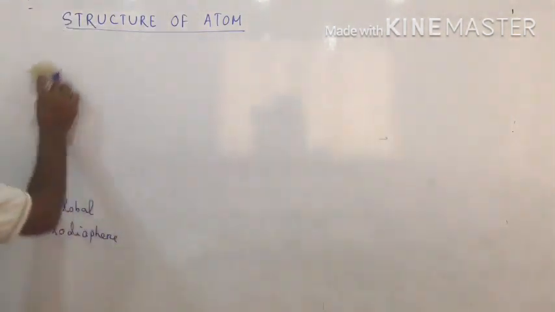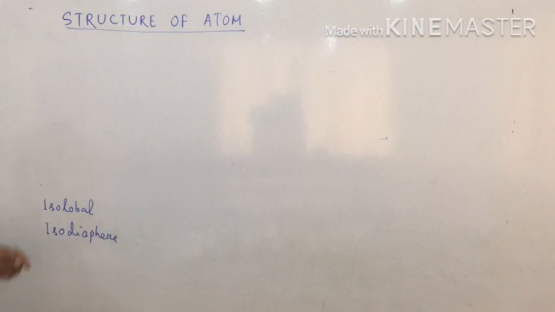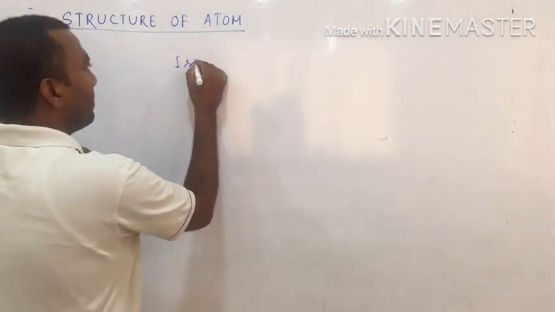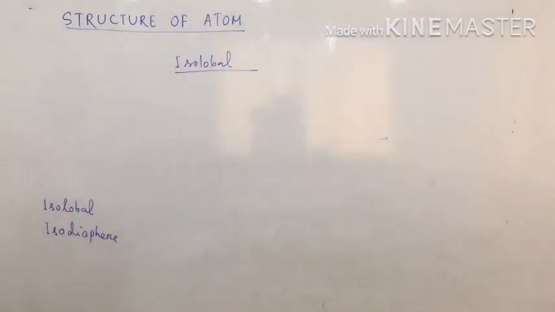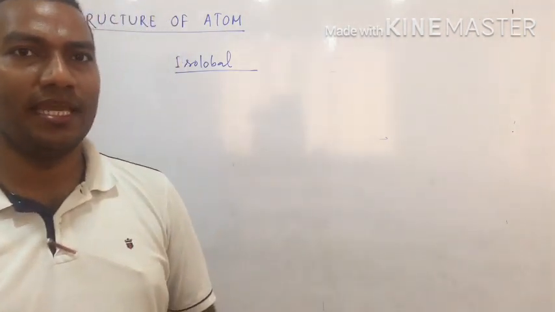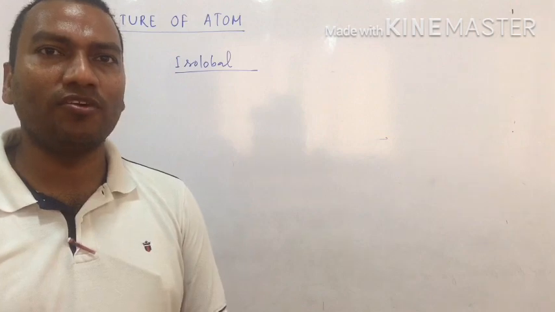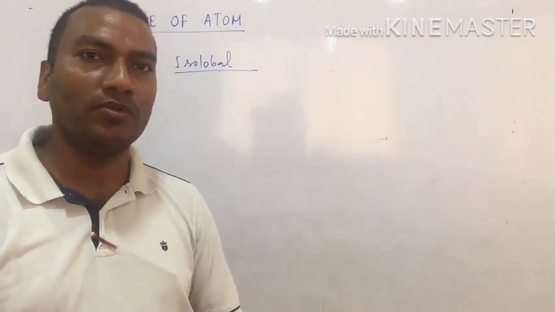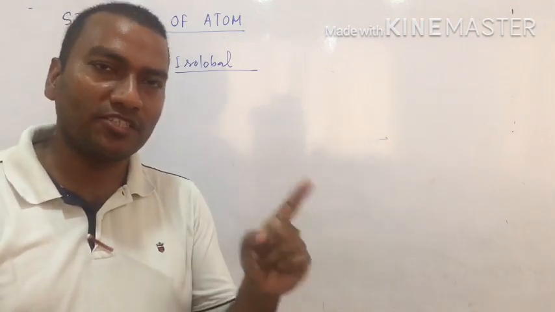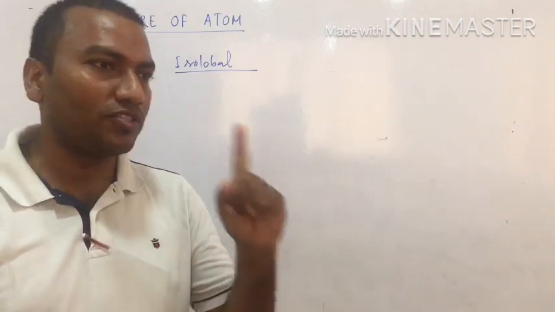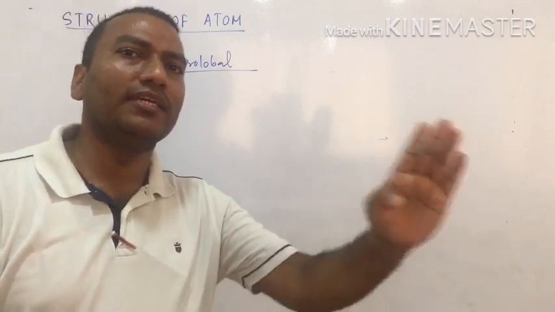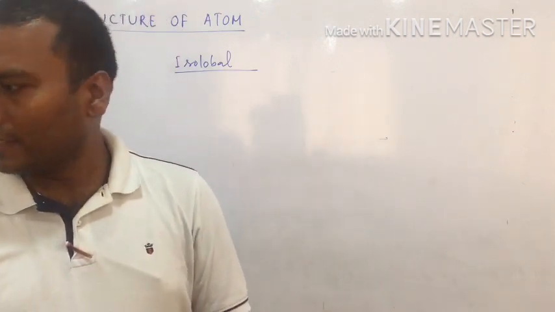Then next part is, what is the meaning of isolobal? Isolobal means molecules having the same hybridization are called isolobal. In the bonding chapter you know, methane, carbon hybridization is sp3, ammonia, nitrogen hybridization is sp3, water, oxygen hybridization is sp3. So they are isolobal. Got the idea?